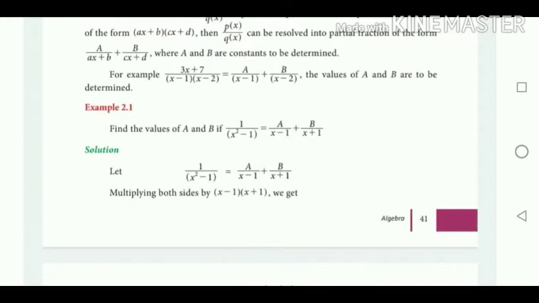Listen here. Here x square minus 1 is split into two factors: one is x minus 1, another is x plus 1. For example, a square minus b square gives a plus b, a minus b. Here also x square minus 1 square means x minus 1 and x plus 1. So after splitting into two terms, we write it as a by x minus 1 plus b by x plus 1. In this sum, the question itself is split into two terms.